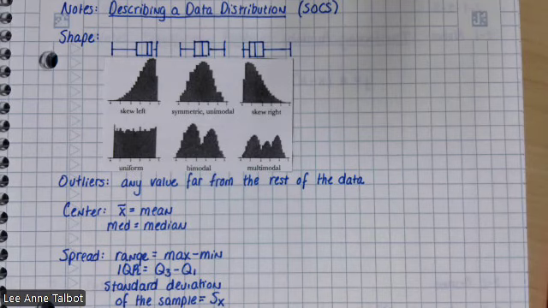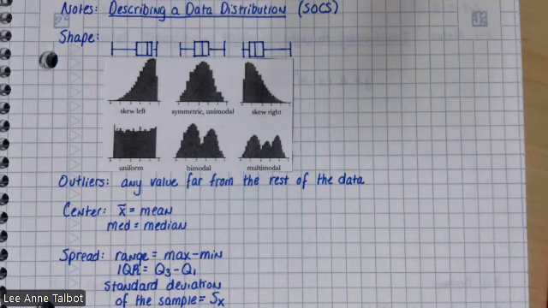Sometimes you use both. Outliers are any value that's far from the rest of the data. In stats class, we learn how to actually find out whether or not something's an outlier, but in Math 3, we just say possible outlier, just kind of eyeball it. The center: there's two measures of center that we use, the mean and the median. You get those straight off your calculator.